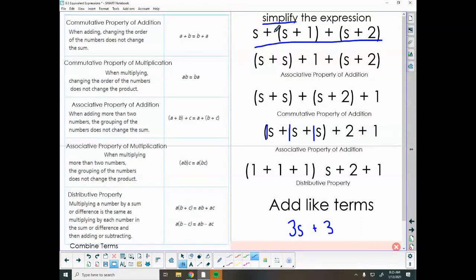So this up here, this really long expression, can be simplified down to 3 S's plus 3. So if I'm doing a problem, this is going to be a lot simpler to do than having to do all of these steps. So this and this, they are the same, they're equivalent, but this is a simpler version of this expression.